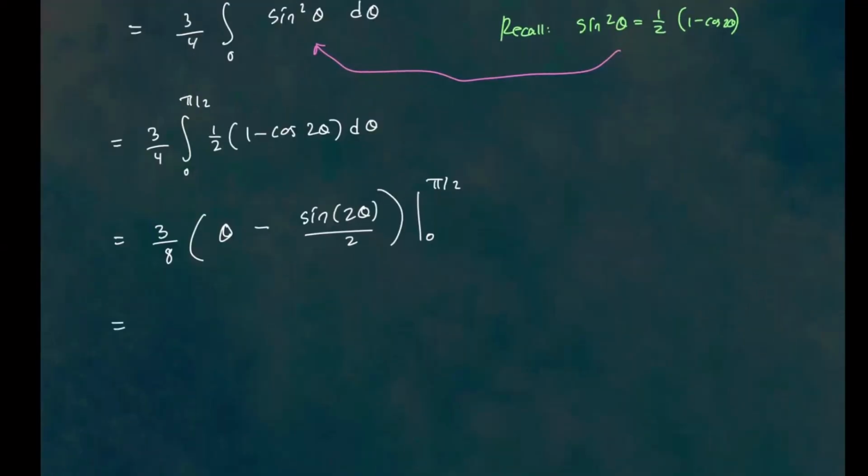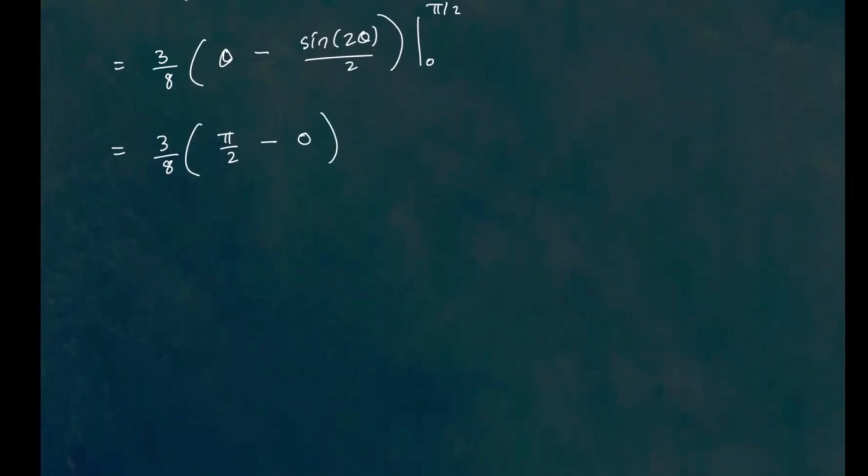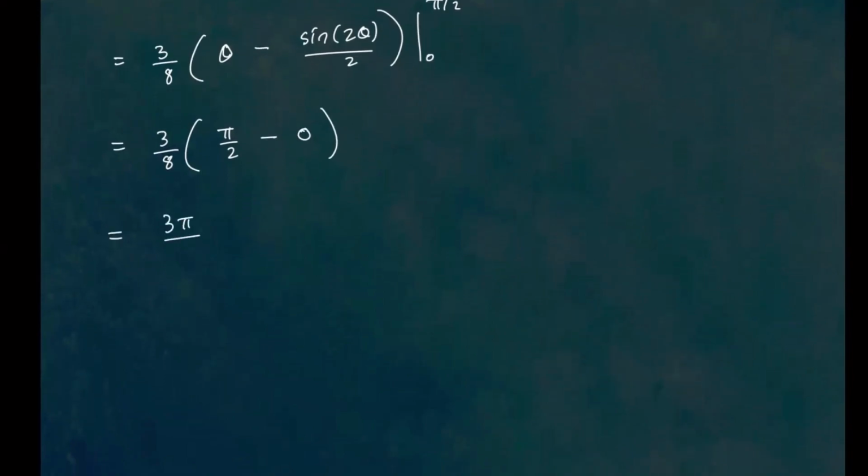All right, so plug in our limits of integration. So this is 3 over 8. Theta is pi over 2. And then when I plug in pi over 2 in here, you'll have sine of pi, which is 0. And then when I plug in 0, I will have 0. So this simply comes to 3 pi over 16. Alrighty, so that is our y bar.